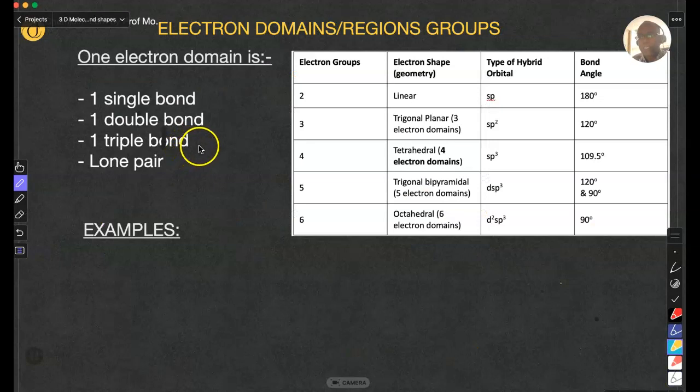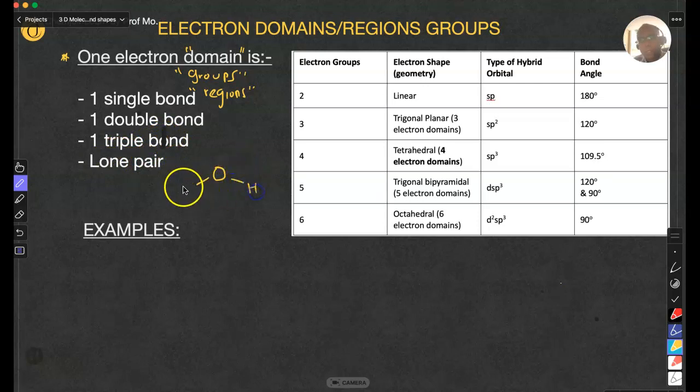Before we discuss the specifics of molecular geometries and electronic geometries, let's define what electron groups or domains are. You can identify an electron group as one single bond, one double bond, one triple bond, or one lone pair. So for example, if I just pick up water, looking at the central atom, I have a lone pair, I have a single bond, and I have a single bond. So that oxygen right there has four electron groups or domains.